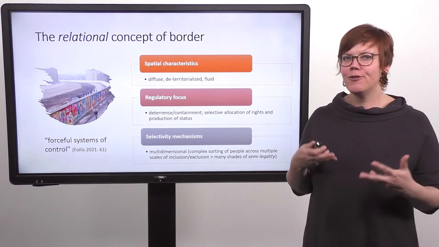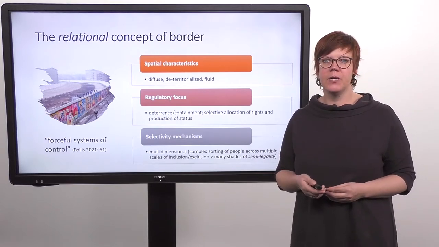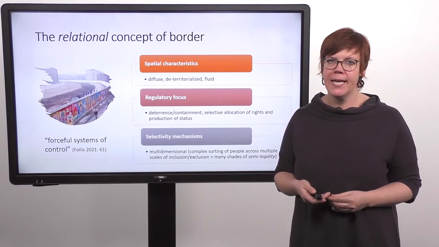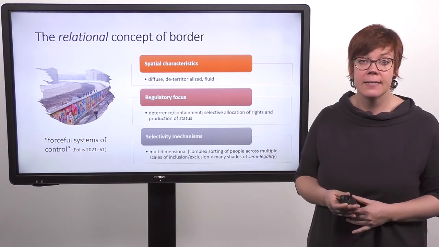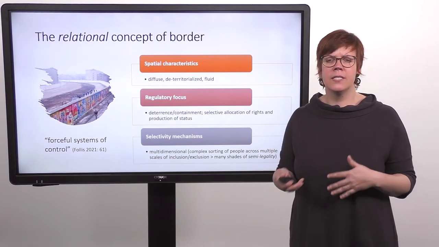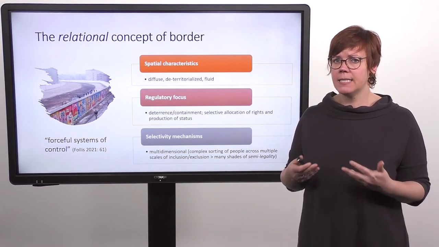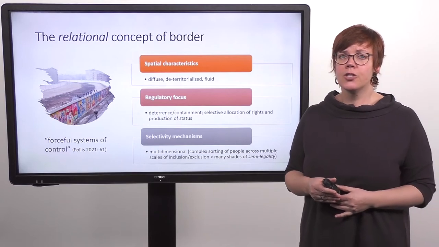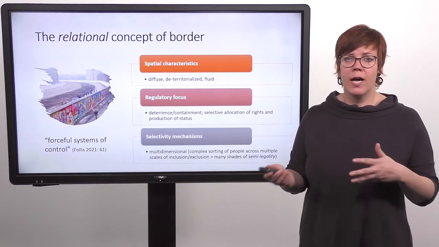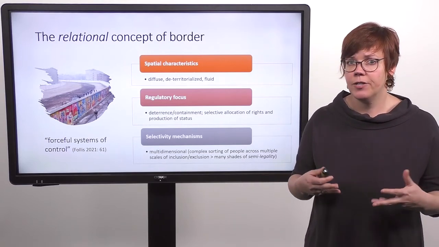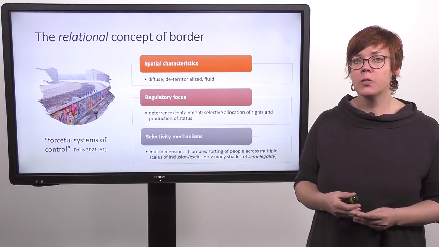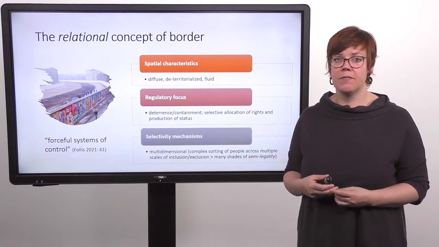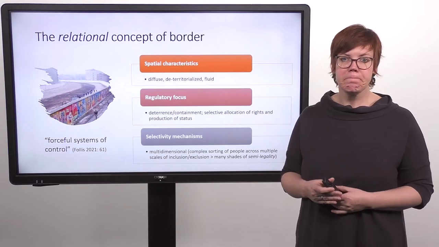So such accounts really highlight that borders cannot be conceived of as binary territorial demarcation lines. Rather, they operate to distinguish people, their rights, their statuses, also within a given territory. They are not solely concerned with granting or denying access to a territory, to a physical space, but also with regulating access to specific statuses and rights.